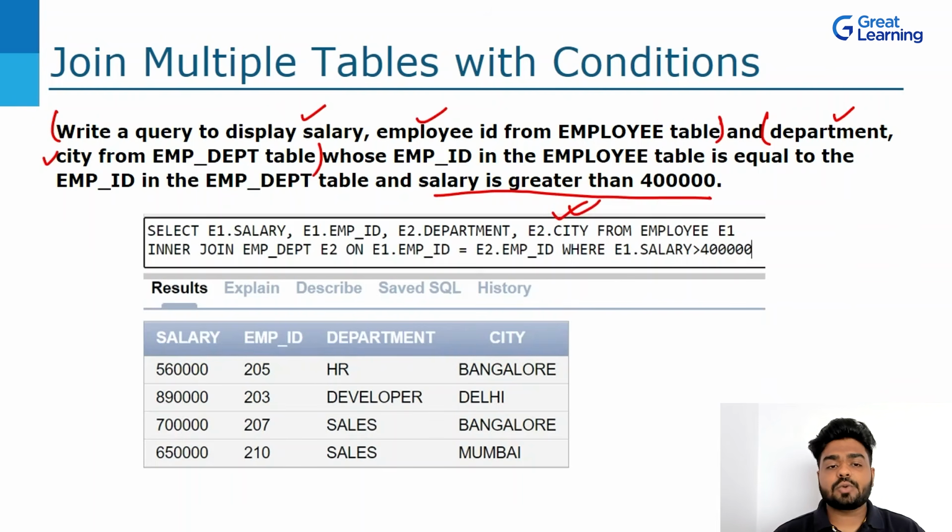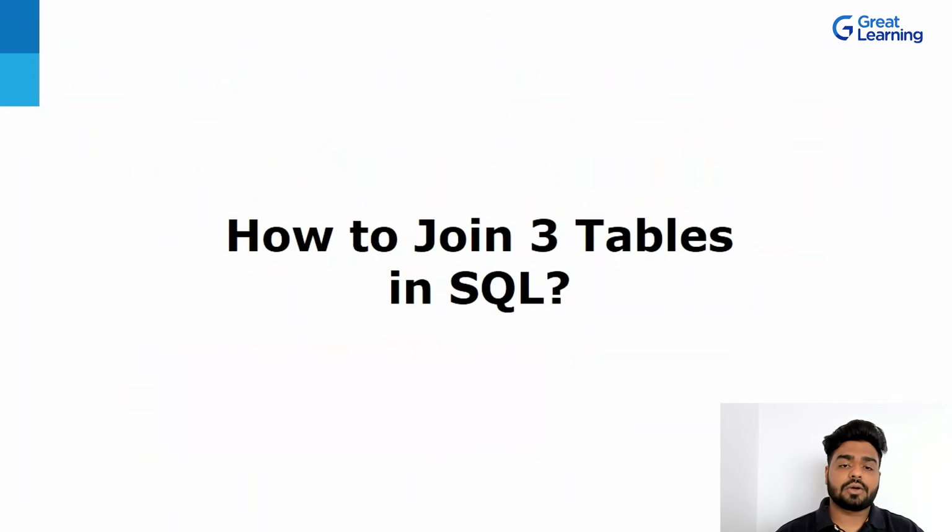If you look at the query: select E1.salary, E1.impid, E2.department, E2.city from employee E1 inner join employee department E2 on E1.impid equal to E2.impid where E1.salary is greater than 4 lakh. This is what I wanted, and we are using a condition. So we have only these details where the employee E1 salary is greater than 4 lakhs, right? So you can use a condition like this by using a where clause.